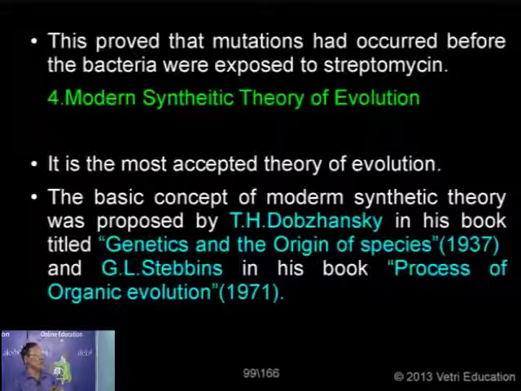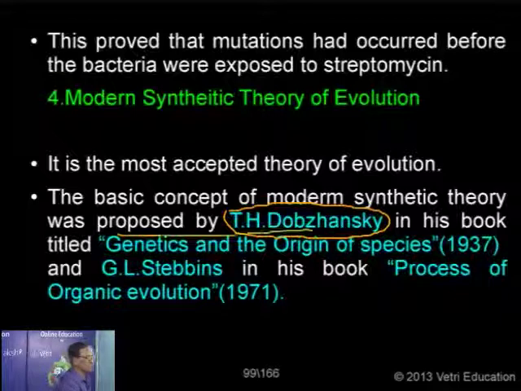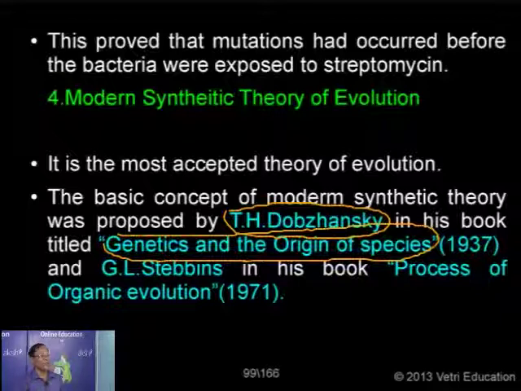Of all the theories of evolution, the most accepted is the modern synthetic theory. The basic concept of this theory was first developed by T.H. Dobzhansky. He wrote a book in 1937, Genetics and the Origin of Species. That was the name of the book, and it was the fundamental basis for the modern synthetic theory.